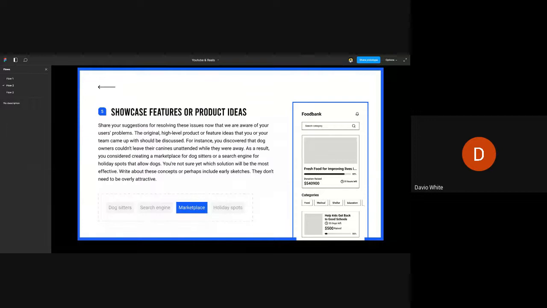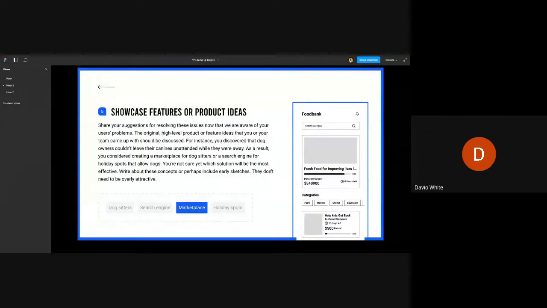Share your suggestions for resolving these issues. Now that we are aware of your users' problems, the original high-level product or feature ideas that you or your team came up with should be discussed. For instance, you discovered that dog owners couldn't leave their canines unattended while they were away. As a result, you considered creating a marketplace for dog sitters or a search engine for holiday spots that allow dogs. So you're not sure yet which solution would be the most effective. Write about these concepts, or perhaps include early sketches.